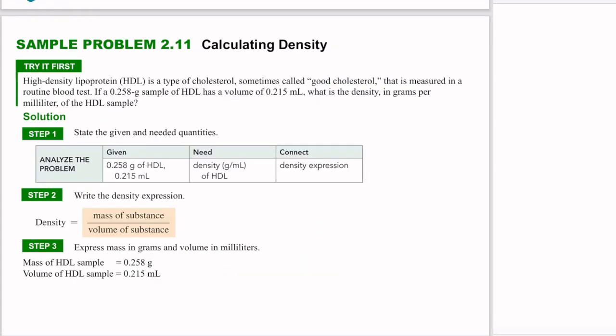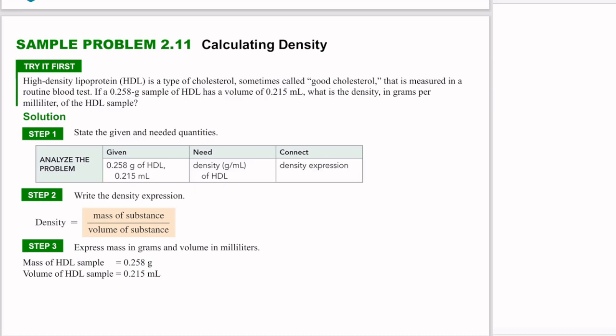Let's work some density problems. High density lipoprotein is a type of cholesterol sometimes called good cholesterol that's measured in a routine blood test. If a 0.258 gram sample of HDL has a volume of 0.215 milliliters, what is the density in grams per milliliter of the HDL sample? Remember, density is mass over volume.